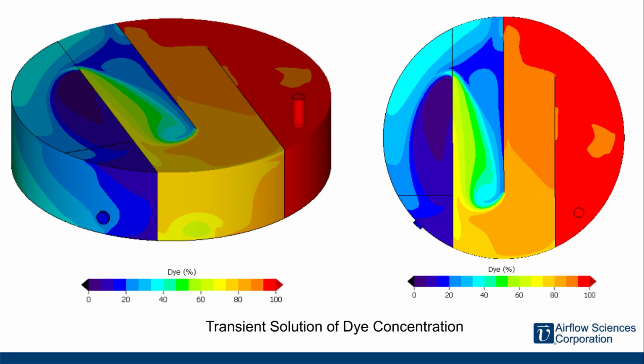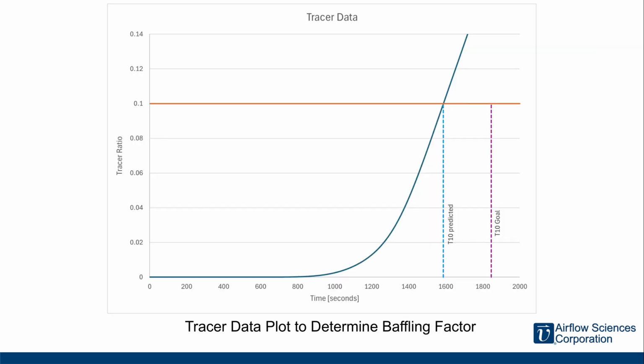The fluid movement inside the tank was modeled to determine the time taken for the dye to travel from the inlet to the outlet. The simulation process began with a steady state run to establish the basic flow profile and was then followed by a transient or time-dependent model with the injection of dye. From the results of the transient simulation, the numerator of the baffling factor formula can be found by monitoring the mass flow fraction of dye at the outlet and extracting the time at which dye makes up 10% of the total flow at the outlet.